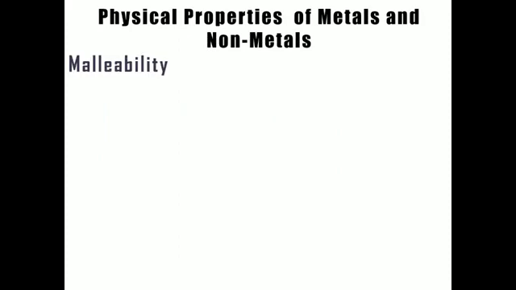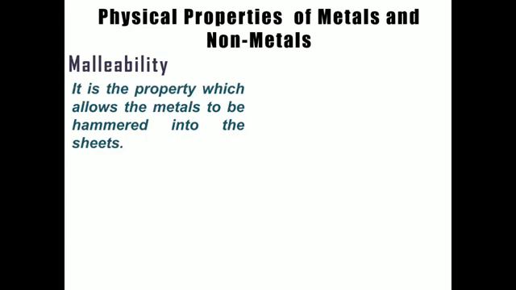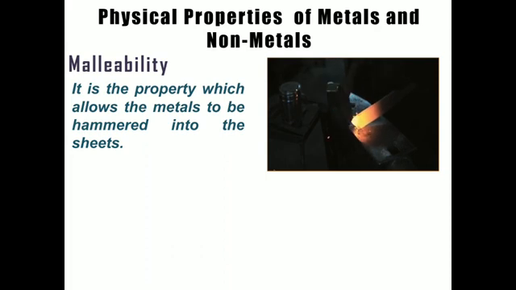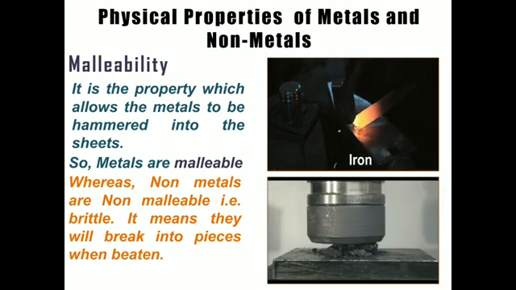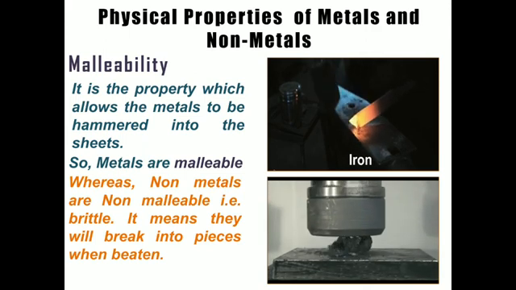Second property is malleability. This is the property in which metals can be hammered into sheets. This is the property of metals, whereas non-metals cannot be hammered. Here you can see red hot iron is converted into various forms by applying force. This is malleability. Whereas non-metals are non-malleable and are also known as brittle. Non-metals are brittle in nature, so they will break into pieces when beaten. Like this, if you apply pressure onto coal, which is carbon, a non-metal, it will break into powder form. This is the brittleness of non-metals.